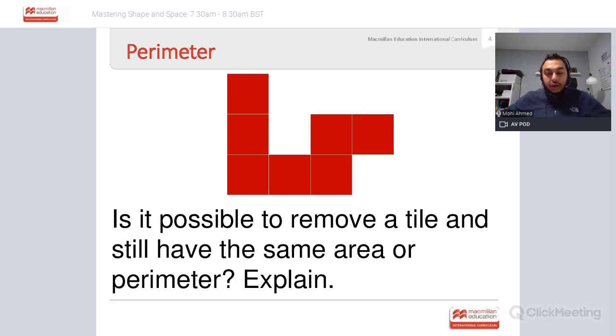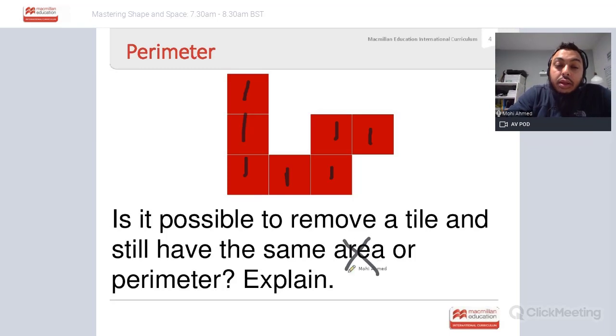So with area, I would agree, right? Because we've got 1, 2, 3, 4, 5, 6, and 7. We've got 7 tiles there. So if I remove any of these tiles, then I'll have 6 tiles. So it's not going to be possible to remove a tile and keep the area the same. That's impossible. You're right. Well done, Josephine, and others. But what about the perimeter? Is it possible to keep the perimeter the same, even if I remove a tile?